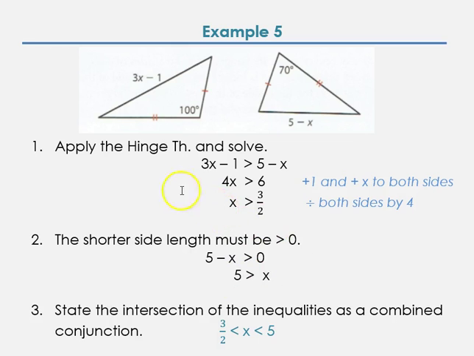We now have two expressions that we can state in a compound inequality. So state the intersection of the inequalities as a combined conjunction. So x will be greater than 3 halves, and it'll be less than 5.